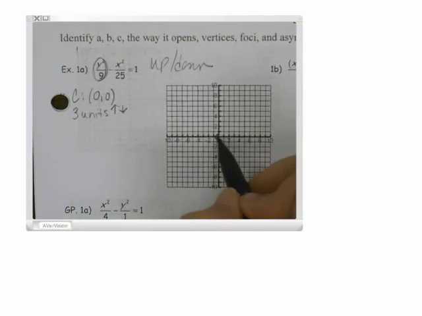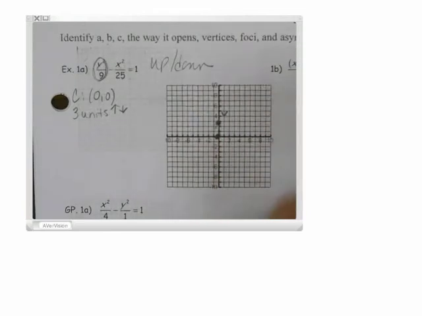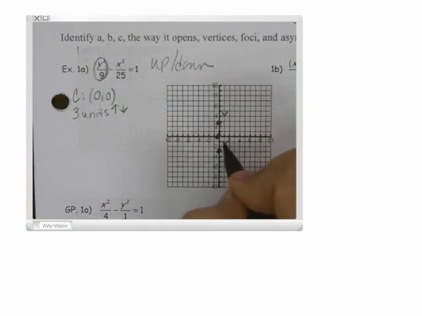So 0, 0 is my center, 3 units up, 3 units down. And those are my vertices.